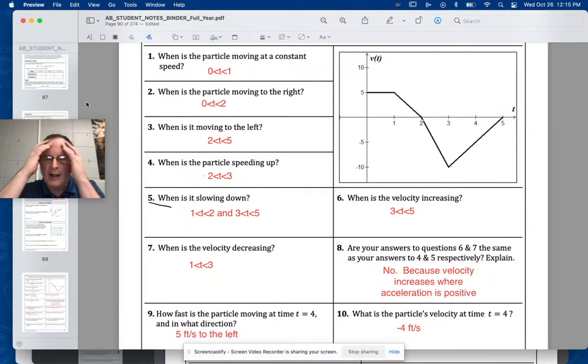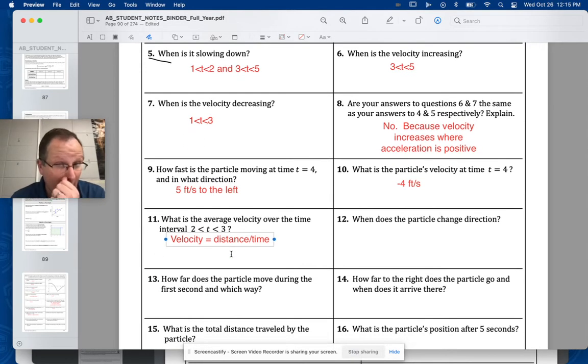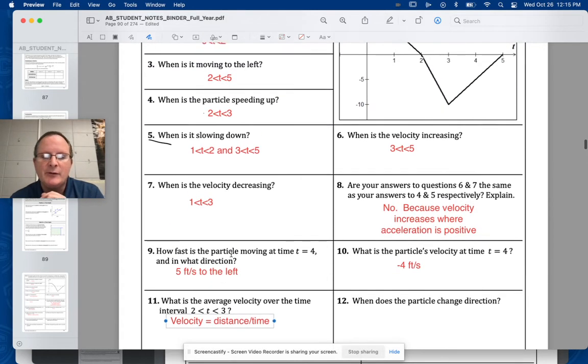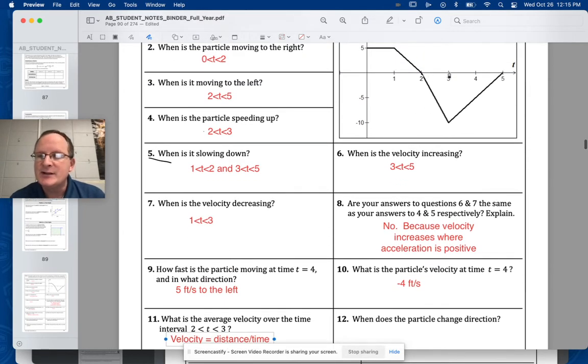Okay, so let's go 11 through 20 now. Yeah, 11 through 20. On number 11, what's the average velocity over the time interval 2 to 3? Well, velocity is equal to distance over time. And it turns out the area of that triangle right there will be the distance that it traveled in that amount of time. So we know that it's definitely over 1 second, right?